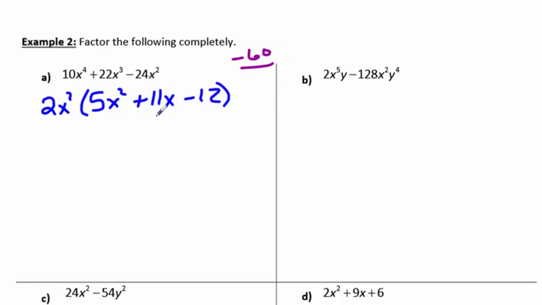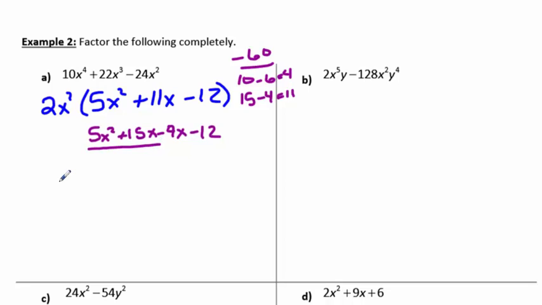Try to break down negative 60 to get 11. Negative 60 is 6 times 10. So if you did 10 minus 6, that would get you 4. That one doesn't work. Negative 60 is also 15 times negative 4, and 15 minus 4 is 11, so that pair does work. So I break down this trinomial to 5x squared plus 15x minus 4x minus 12. I'm going to factor it by grouping.